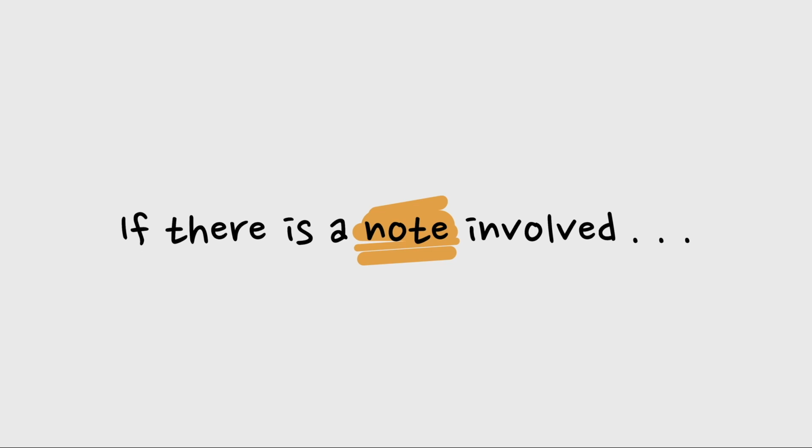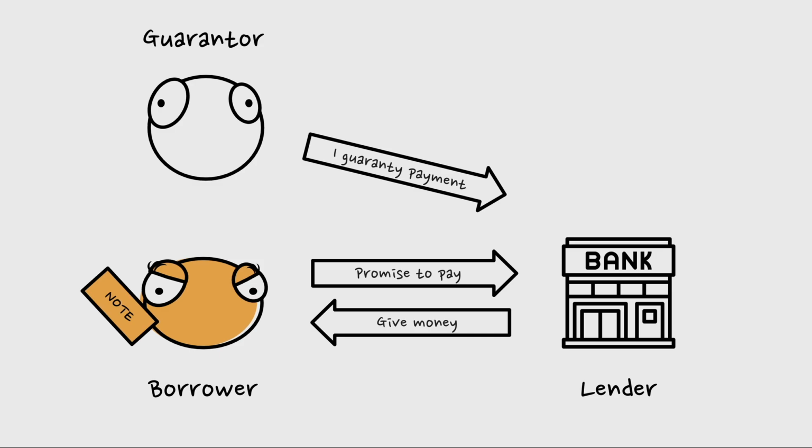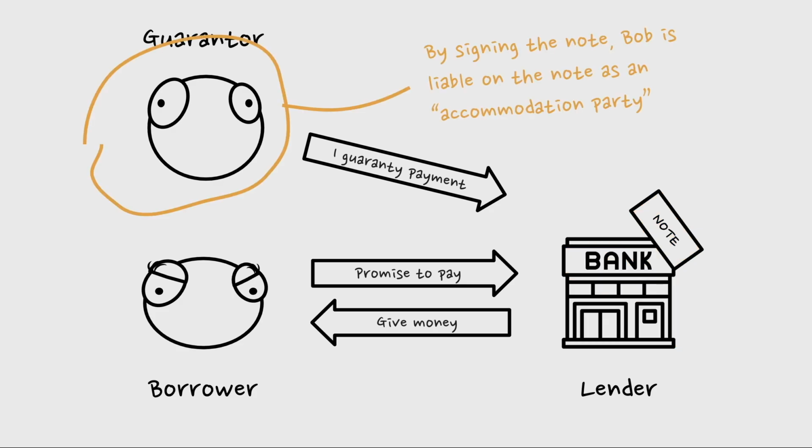Now, if there is a note involved, and after all, we're in negotiable instruments, so we're not just talking about a loan transaction as a contract, we need to have a negotiable instrument in the picture. So if there's a note involved here, and Barb executes that note, and then Bob executes that note, he's co-signing that note, then that note is delivered, right? It's issued to the lender here. Then when that occurs, when Bob is co-signing that, he's going to be liable on the note.